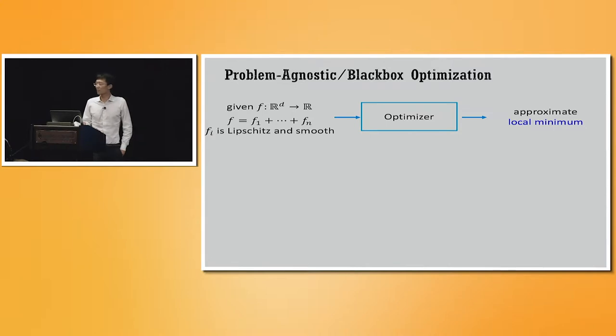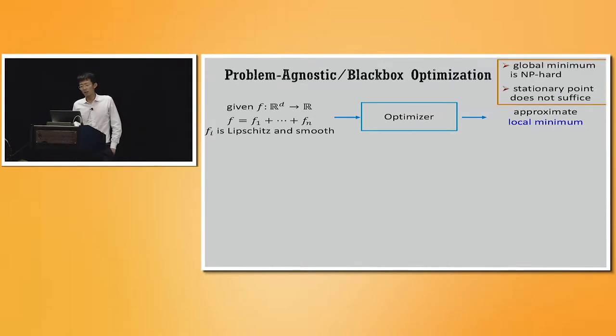The reason I only ask for an approximate local minimum is that finding a global minimum is NP-hard, and even finding an exact local minimum is NP-hard. So we can only shoot for an approximate local minimum under some sense of approximation. Another thing I would like to mention is that a stationary point does not suffice, because in most of the non-convex objectives in deep learning, there are a lot of stationary points. There are probably an exponential number of stationary points that are not global minima, that are not good enough for the quality of the solution.